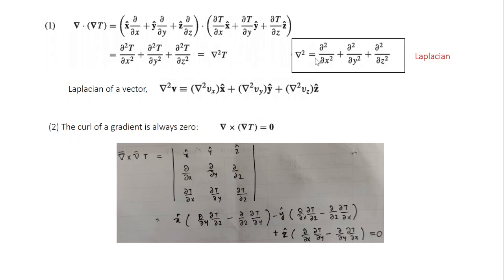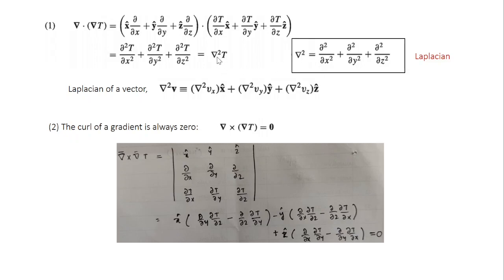Now this operator del square, which is equal to dou square by dou x square plus dou square by dou y square plus dou square by dou z square, this is known as a Laplacian operator. This is a very important operator in electromagnetism. Some of the very important equations are represented using the Laplacian operator.